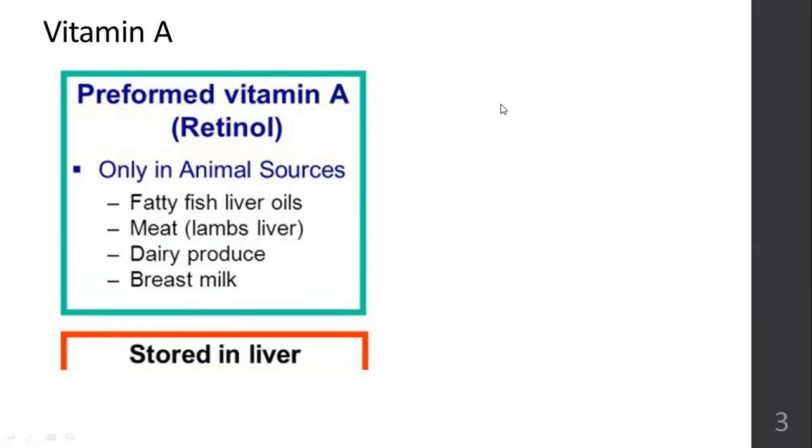Which are the animal sources? Any fatty fish, fish liver oils, meat, lamb, the liver of any animal or bird, dairy products, breast milk. And vitamin A in the form of retinol is stored in your liver for long-term use.